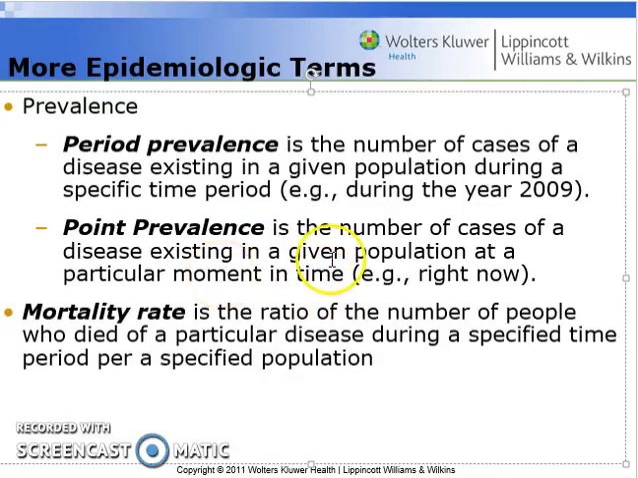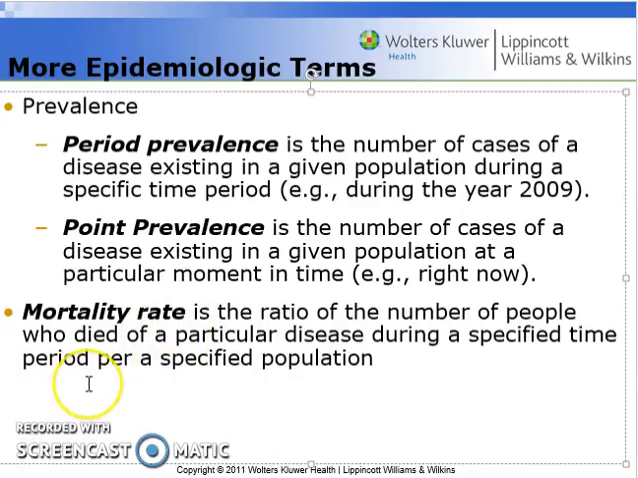And point prevalence is the number of cases of a disease that exist in a given population at a particular moment in time. So this may be something like right now, okay? Or it could be a specific day, like on Tuesday. So point prevalence is simply the number of cases of a disease existing in a given population at a particular moment in time. Okay, so this is more quantifiable in time, whereas with period prevalence, we're talking about a specific time period. They're slightly different, but they are slightly similar at the same time.